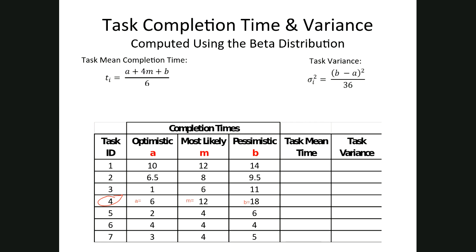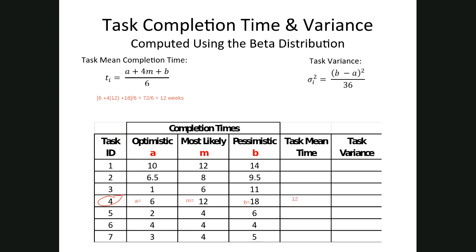If you'll notice in the numerator, 6 plus 18 is 24, and 4 times 12 is 48. 24 and 48 is 72, and we're going to divide that by 6. So our mean completion time, 72 divided by 6, is 12. Okay, so our mean completion time is 12.